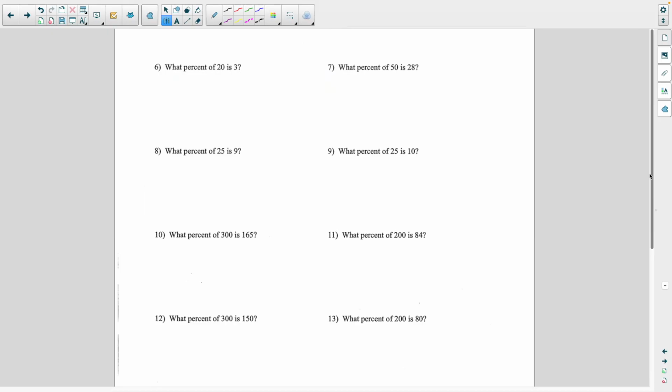All right, number 6. Sorry, what percent of 20 is 3? So again, I do 3 out of 20. I need to make this out of 100. How do I go from 20 to 100? Well, I multiply it by 5. I'm going to multiply this 3 by 5, which gives me 15. And again, hopefully you see that this right here is my percentage.